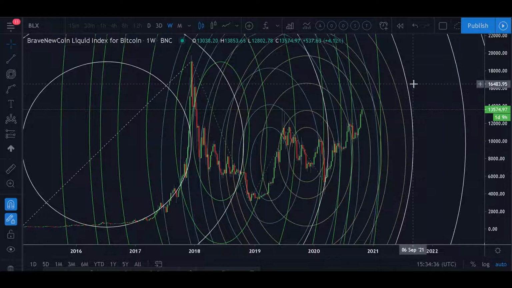So yeah, have a play, add them all you like, mess around, see where you find the confluence and trade it. But yeah, fib circles, enjoy.